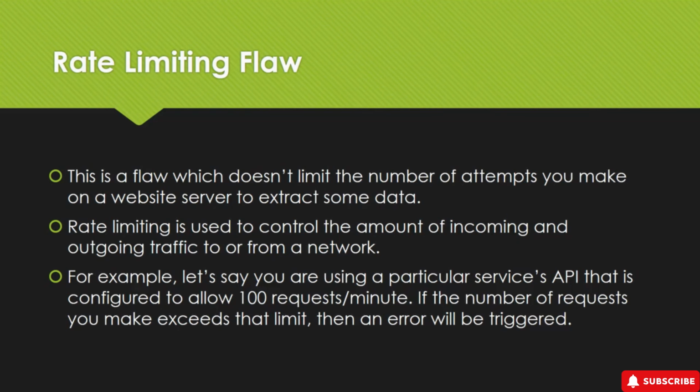Today in this tutorial we will talk about what is a rate limiting flaw. This is a flaw which doesn't limit the number of attempts you make on a website server to extract some data. Rate limiting is used to control the amount of incoming and outgoing traffic to or from a network. For example, say you are using a particular service's API that is configured to allow 100 requests per minute, but if the number of requests you make exceeds that limit, then an error will be triggered.